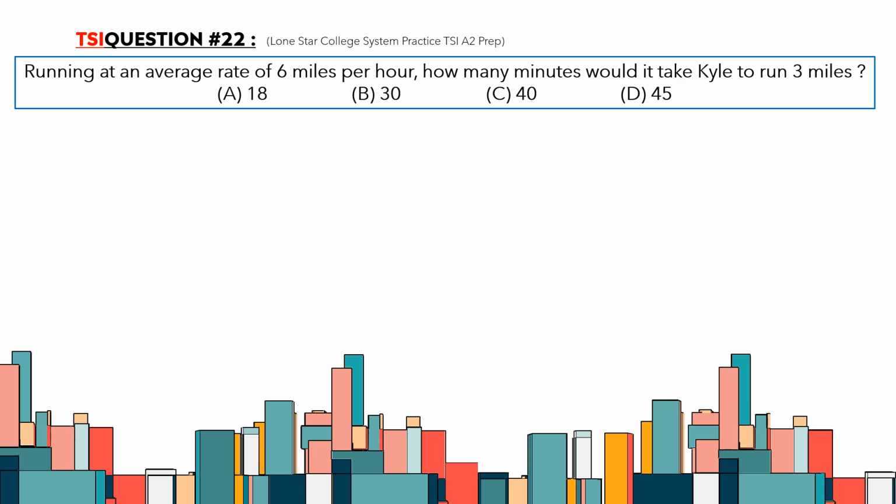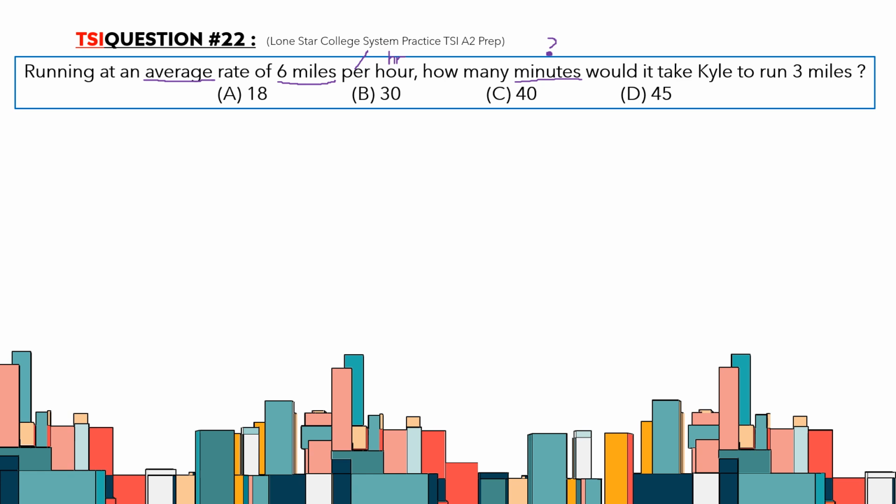Running at an average rate of 6 miles per hour, how many minutes would it take Kyle to run 3 miles? So first, let's say an average means at any time he will run at that rate. 6 miles, to complete 6 miles he used 1 hour. Okay, and the question is how many minutes it takes Kyle to run 3 miles.